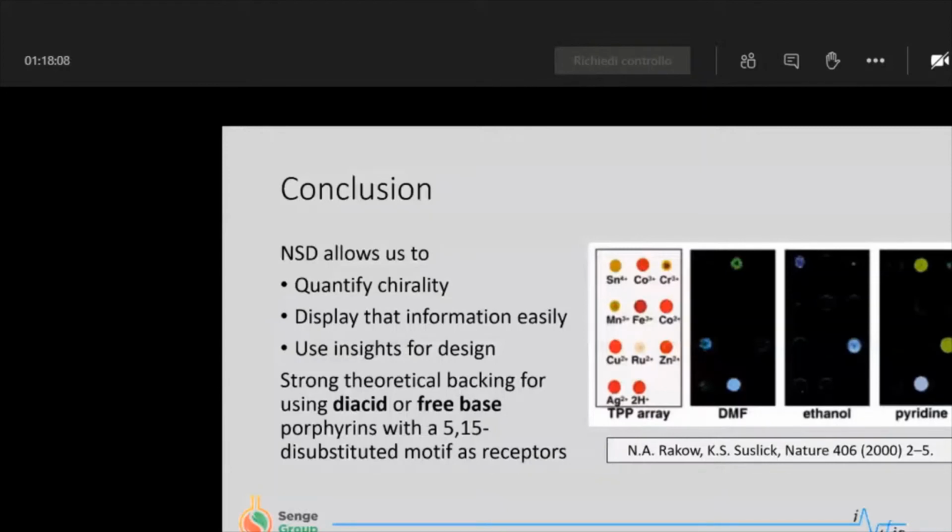Generally, NSD and what we've been talking about allows us to quantify the chirality, display that information, and use the insights for design. I think I should have put in a fairly strong basis for the diacid free base porphyrins, with 5,15 and beta substitution being likely the most chiral of these receptor molecules we can hope for.